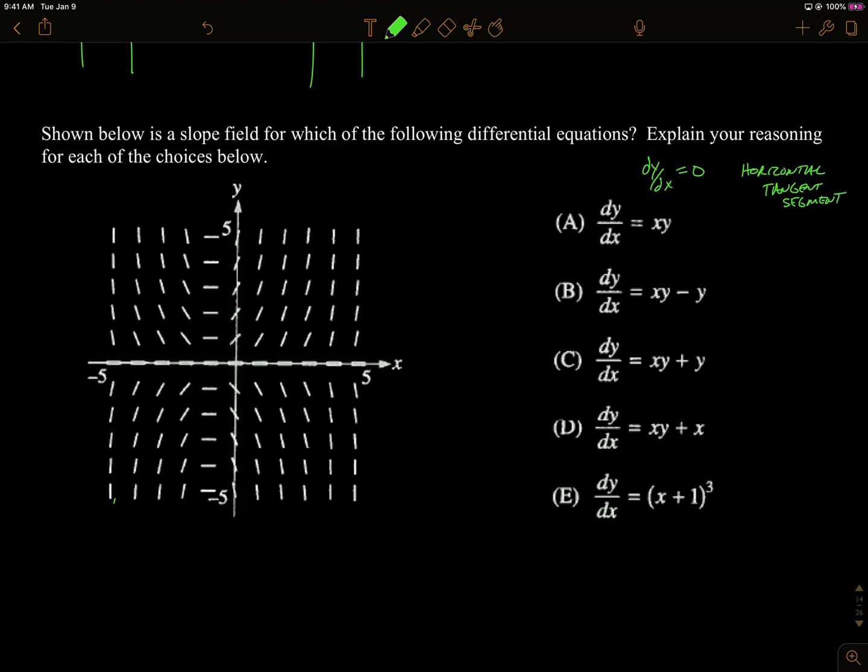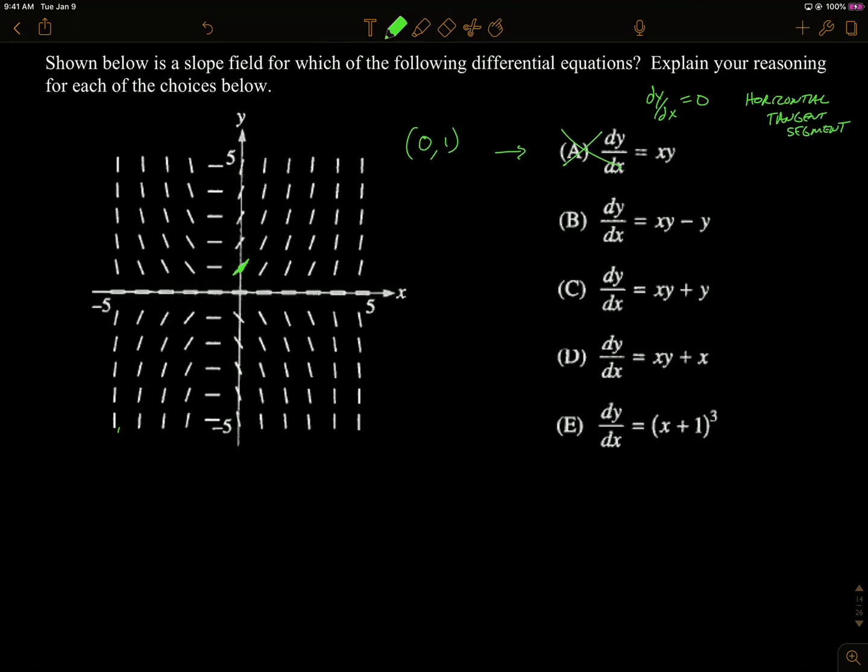So if I pick, for instance, this point right here, that's the point (0, 1). I can plug that into each of my differentials and rule them out. So if I plugged (0, 1) into this first one, I would get 0 times 1 is 0, and I could see at that point my tangent segment is not 0. If I had to estimate, it's like a positive 1 or a positive 2. So A is right out.